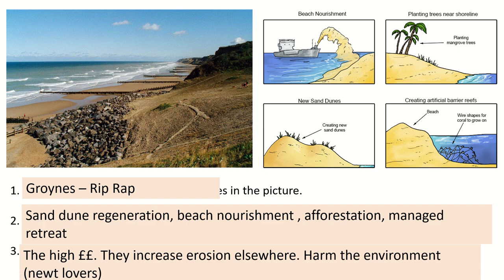They're really, really expensive. Some people argue that if you build a groin or a seawall in one place, it can cause increased erosion in other parts of an area. And often the environmentalists don't particularly like them because they don't want the wildlife habitats to be damaged in any way.